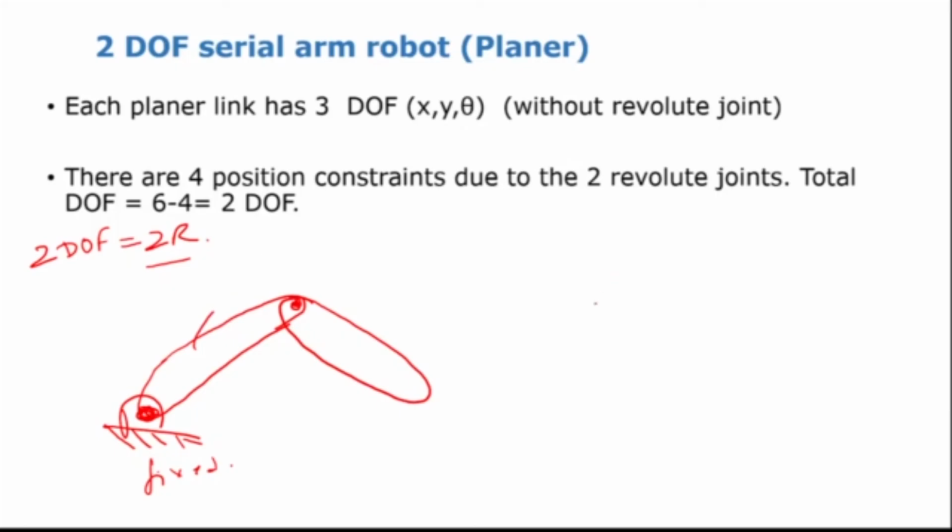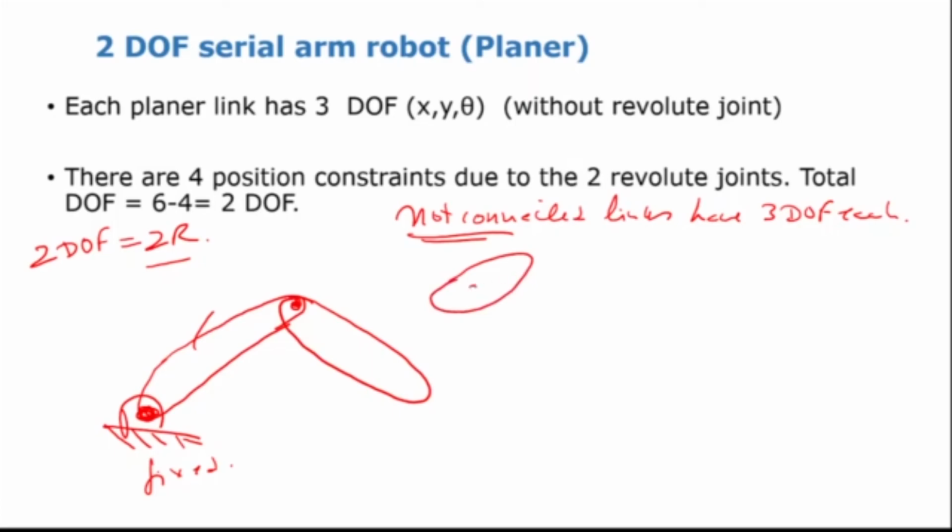So if I simply leave this object in space, suppose it's just one link, then each of these links, if they are not connected, or no joints, has 3 DOF each. So this object, if it's just a link, it has x, y, and it has theta. So there are 2 links. So 3 plus 3 is equal to 6 DOF now, if they are not connected.